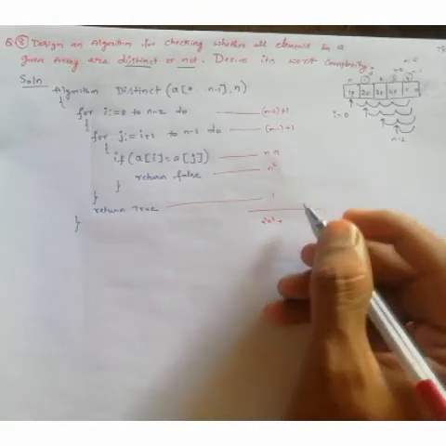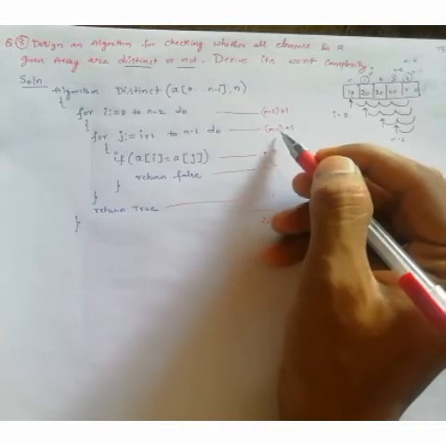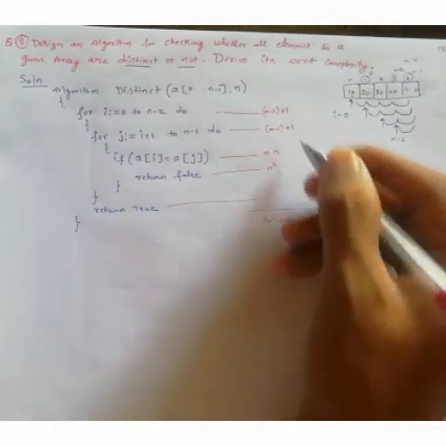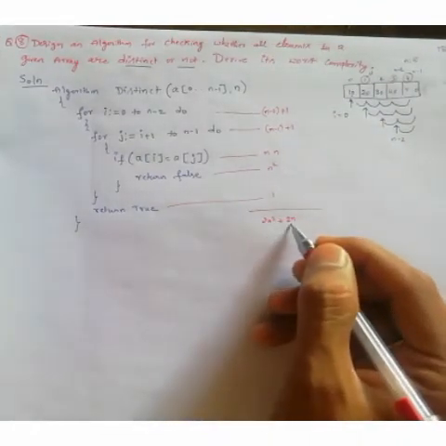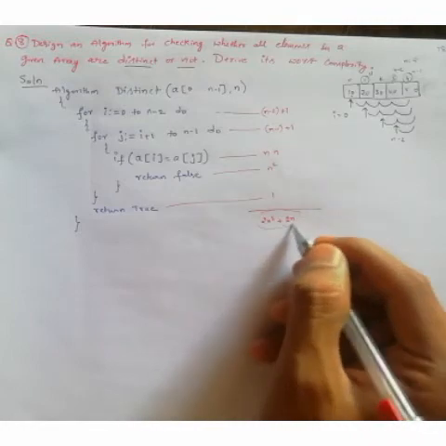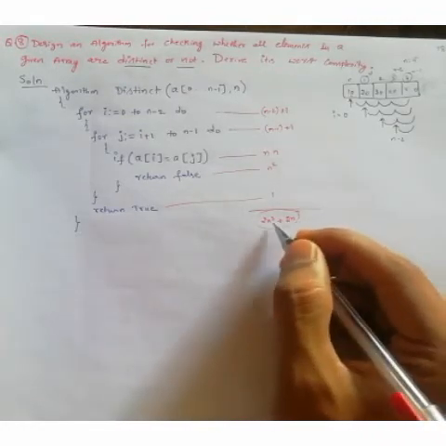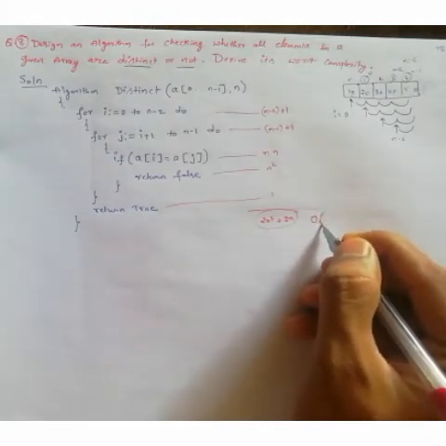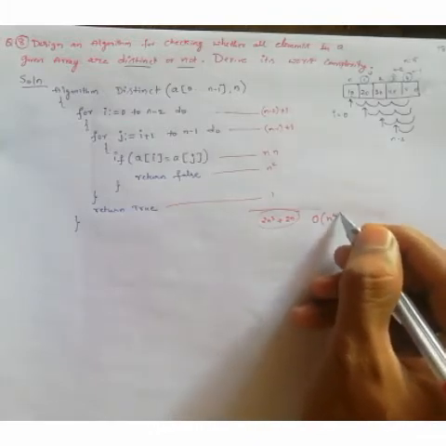n minus 2 plus 1, that is n minus 1, 1 cancel, so n minus 1, that is 2n minus 1 plus 1 cancel, so that's it. So 2n square plus 2n. So in this, which one is the highest order, n or n square? N square. So time complexity will be worst case big O of n square.